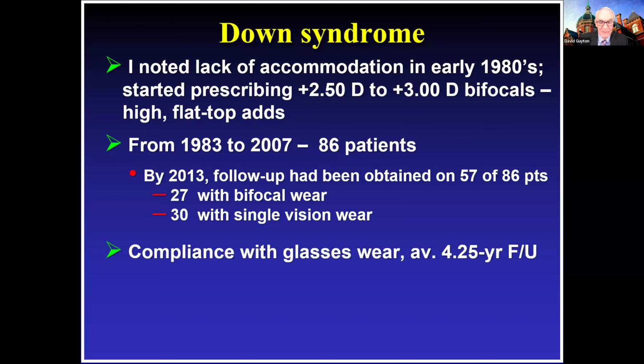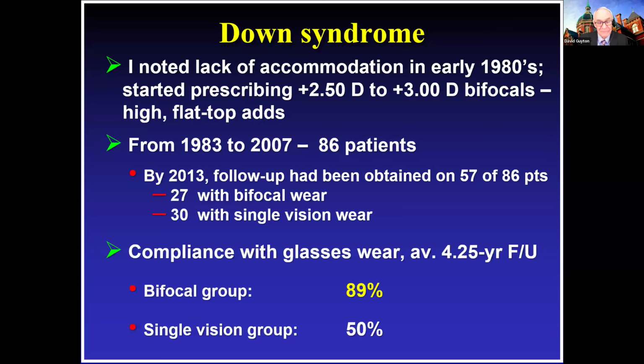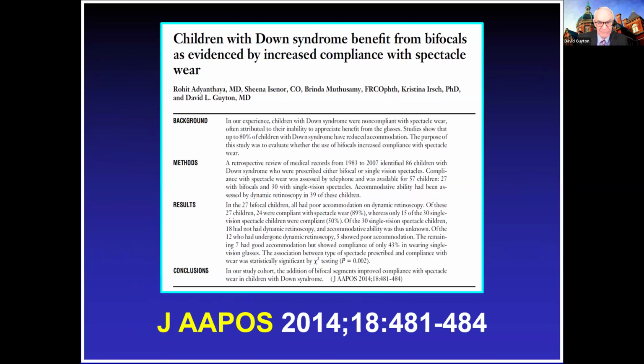And we asked, were they still wearing glasses? This was an average follow-up of 4.25 years after being prescribed either the bifocals or the single vision glasses. In the bifocal group, 89% of these children with Down syndrome were still wearing their glasses. In the single vision group, only 50%. So something we were doing with the bifocals was working. They were actually wearing glasses. It may have been changed by that time, but they were still wearing the glasses. The others were not. We published that study in the Journal of AAPOS in 2014.